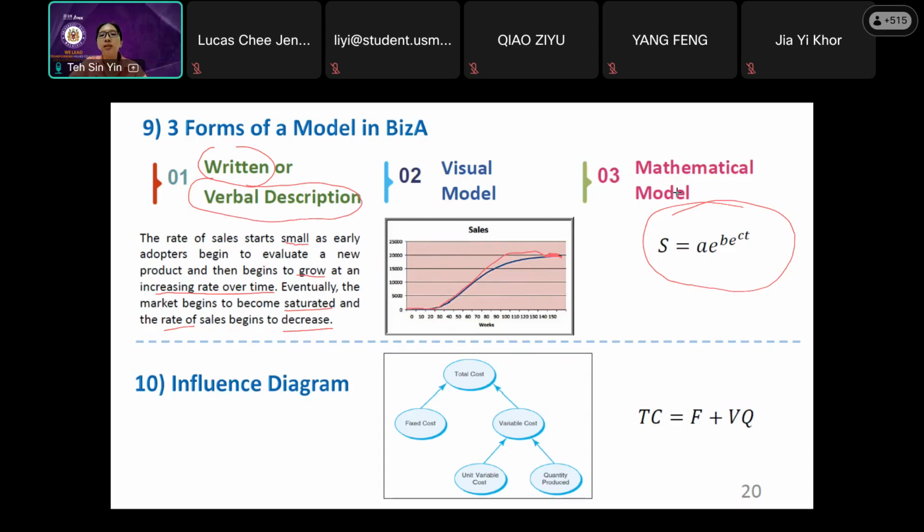Okay. So the third way is this type of drawing, an exponential trend. So exponential model, mathematically, this is how we write it. Okay. So there are three forms of model in business analytics: written form or text or verbal description, visual, and then mathematical model.